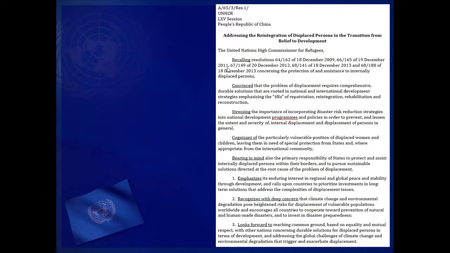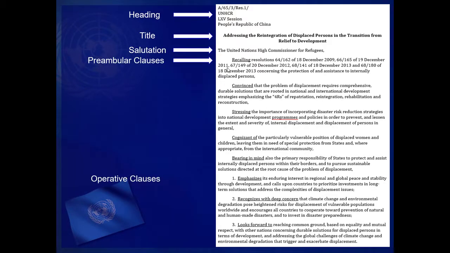Let's begin by looking at a sample resolution. We'll use this one drafted by a former Humboldt State University student who represented the People's Republic of China at the 65th annual session of Model United Nations of the Far West. You should immediately observe that the resolution has 5 separate sections. At the top of the page is the heading, followed by the title, the salutation, and the body, which is divided into 2 sections, preambular and operative clauses, with each clause forming their own paragraph. Let's look at each section in more detail.